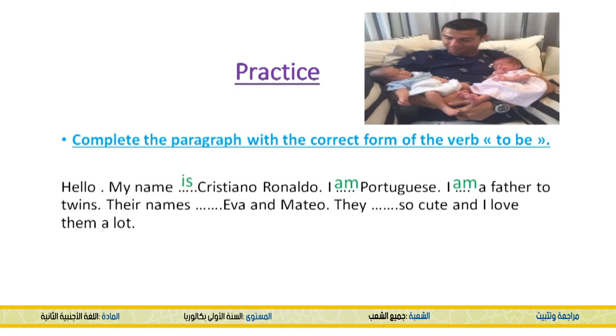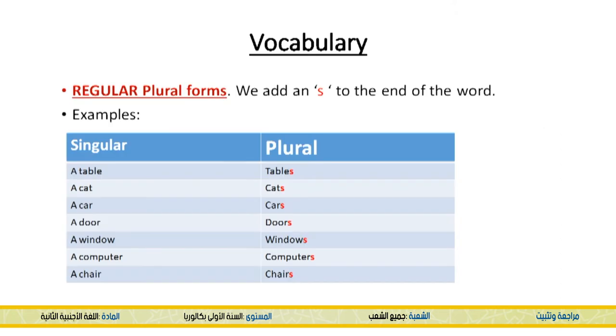Their names. Now look here, plural. Their names is Eva and Matteo? No, it's not. Their names? Yes, are. Exactly. And they are so cute and I love them a lot. I hope it's clear, right?